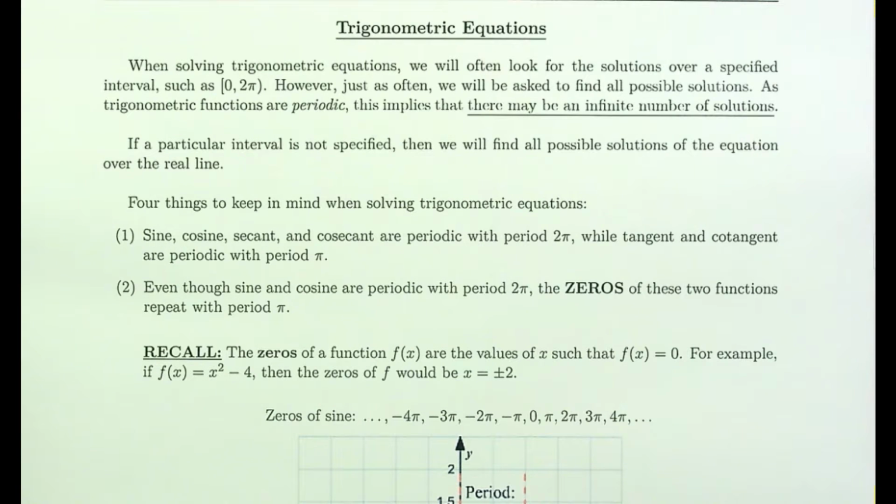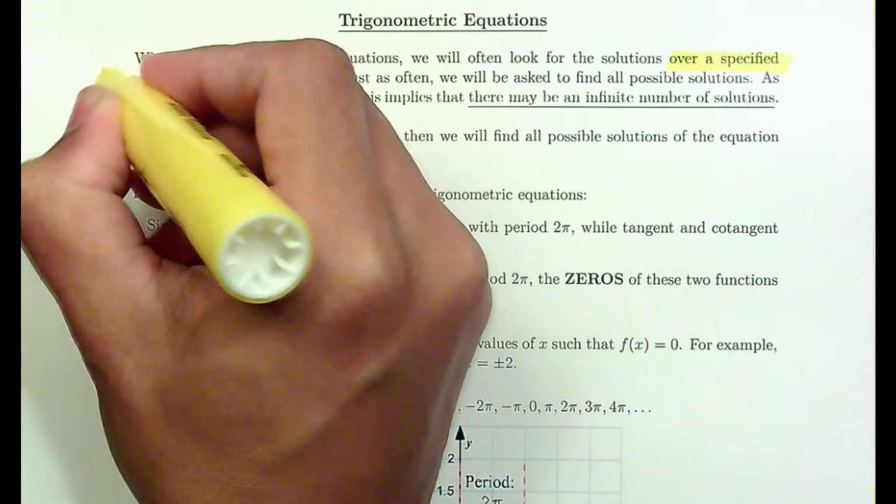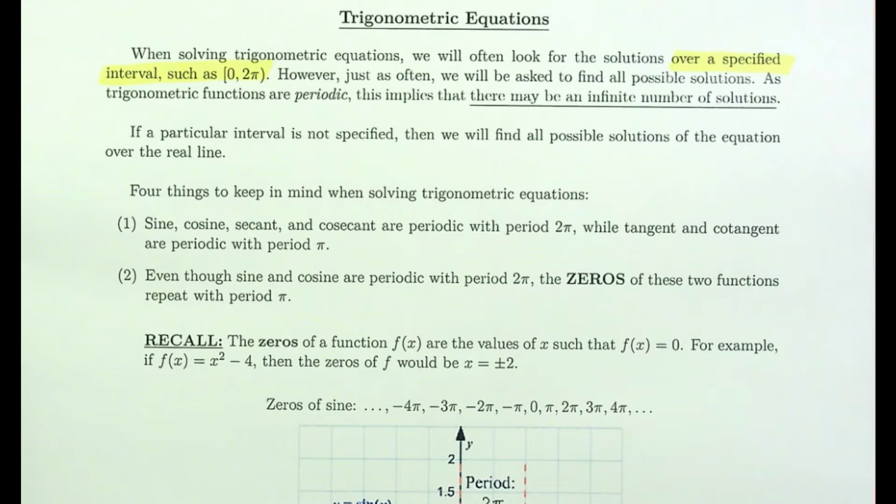In this lesson, we will talk about how to solve trigonometric equations. Trigonometric equations are just equations that have trig functions in them. So when we're solving trigonometric equations, we will often look for solutions over a specified interval, such as the interval from 0 to 2 pi. The interval could be anything, but more often than not it is the interval between 0 and 2 pi.